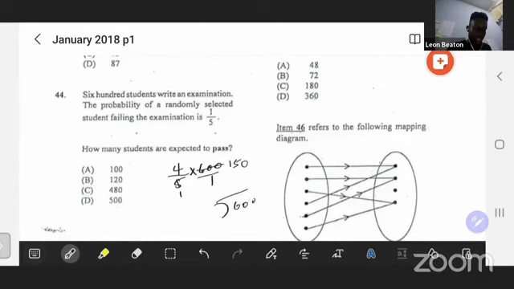600 divided by 5. 5 into 6 is 1. 5 ones are 5, and we subtract that to get 1, bring down the 0. 5 into 10 is 2. 5 twos are 10, 0. Bring down the 0, 5 into 0 is 0. This is 120. So 5 into 600 is 120.